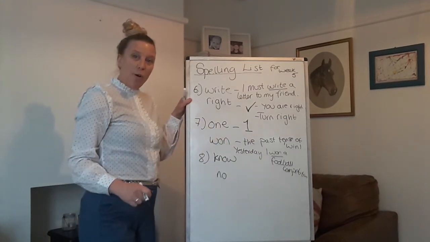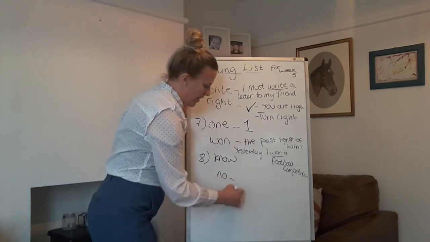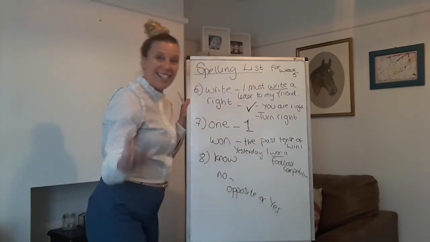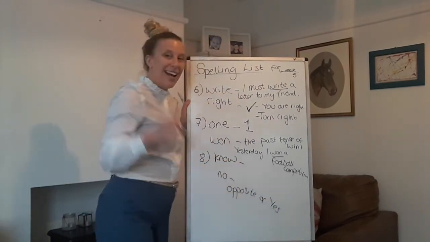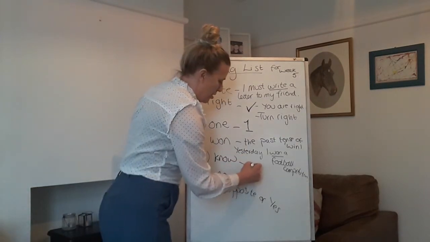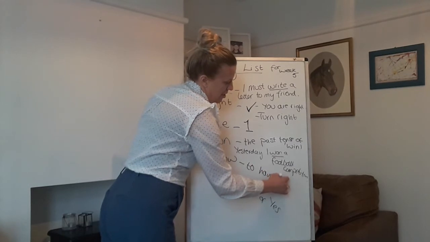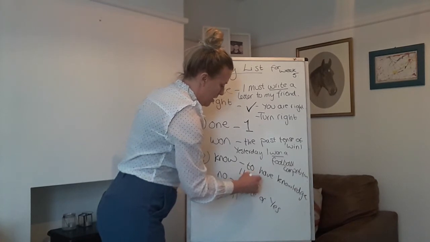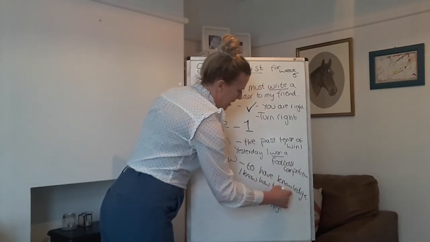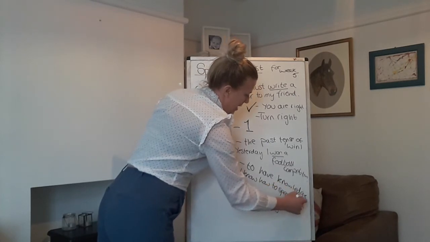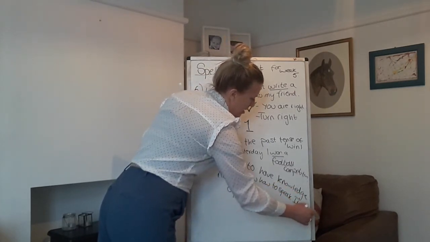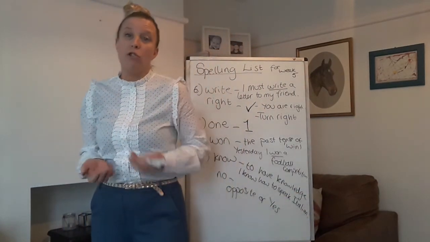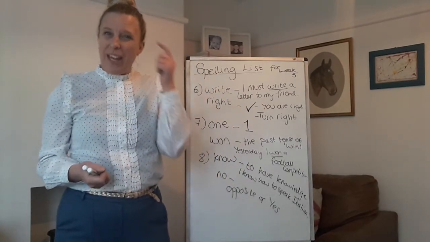And then lastly, no and no. So no, opposite of yes, obviously. Yes, no, yes and no. And know, as in to know something, to have knowledge. I know how to speak Italian. I know how to drive. I know how to swim. I know how to ride a horse. Okay, I know something. I have knowledge.